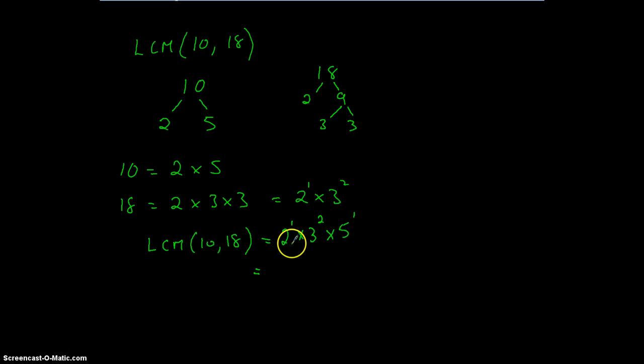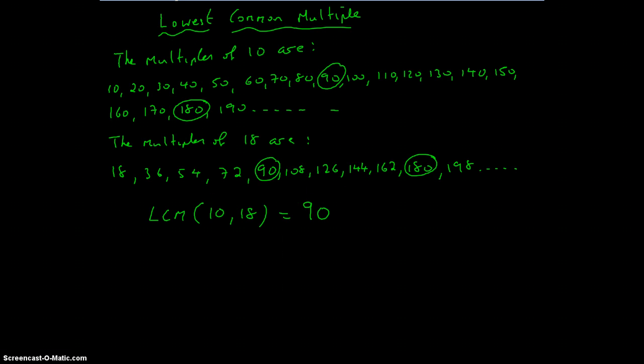Okay, and that's 2 times 5 is 10, times 3 squared, which is 9, which is 90. Which gives us the same answer as before. Now, I think that's actually quite tricky. I would recommend that you, on most occasions, write the numbers out.